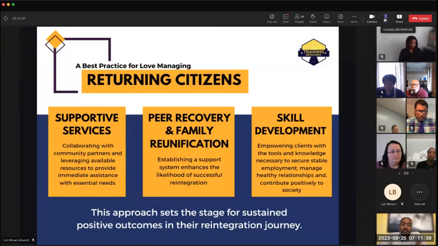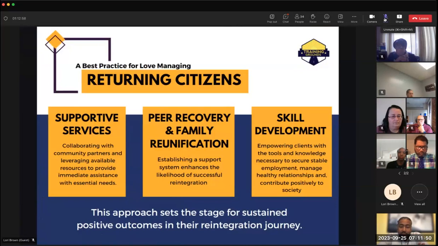A best practice for love managing returning citizens. As mentioned earlier, we're currently running cohorts right now out of PG County for returning citizens where they're getting 3 certifications in 3 weeks. But as we mentioned, it's not just about the certifications. In addition to the certifications, they're also getting soft skills and life skills. And we're running a similar project with CSOSA here in DC for returning citizens as well, where they're getting 4 certifications in 4 weeks, but also a lot of soft skills and life skills as well.